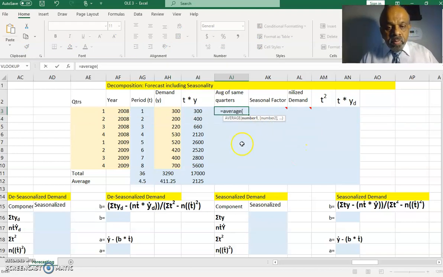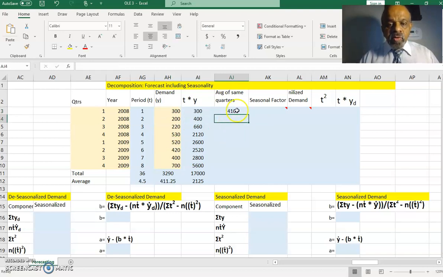So I'm going to take the average of the first demand, which is 300, comma, the first of 2009, which is 320, and that gives me an average of 410.